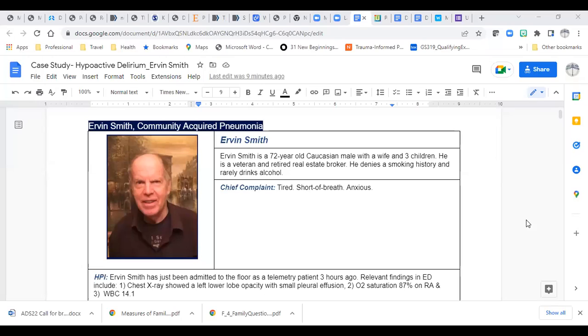Okay, so I clicked on the patient chart hyperlink, and it opens up this case study for me. We see that we have Irvin Smith, who was admitted for community-acquired pneumonia, and he's a 72-year-old Caucasian male.